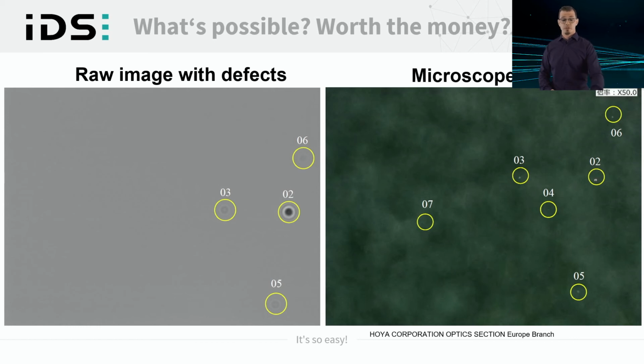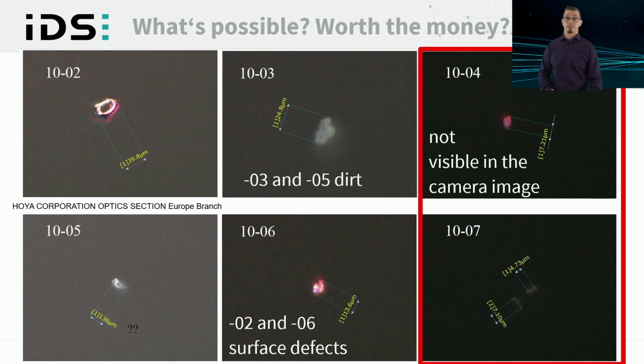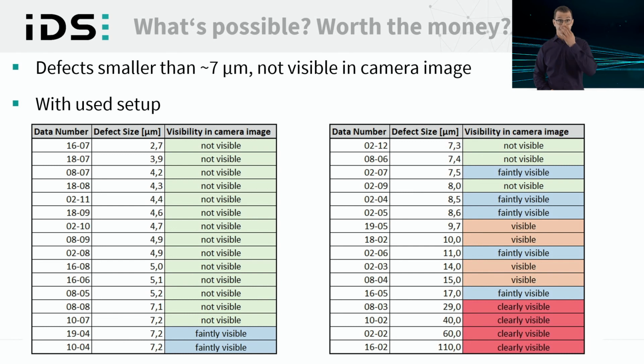The microscope image shows that spots 3 and 5 look very different from the rest of the defects. This was dirt on the filter glass. Defects 2 and 6 are surface defects that are clearly visible in the image. Defects 4 and 7 are also surface defects, but these defects are quite small in contrast to the other defects. Over the number of filters we have examined, this has resulted in the following impression.